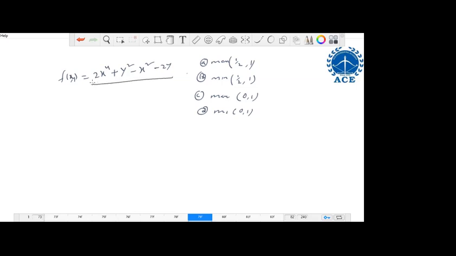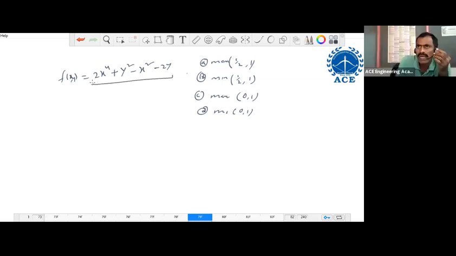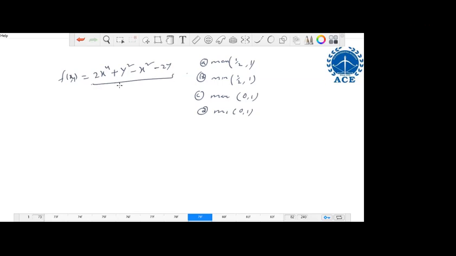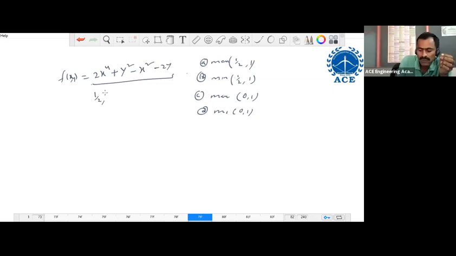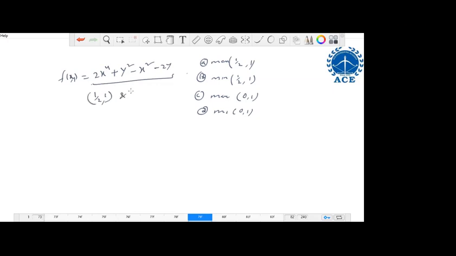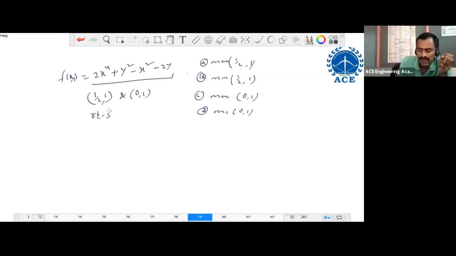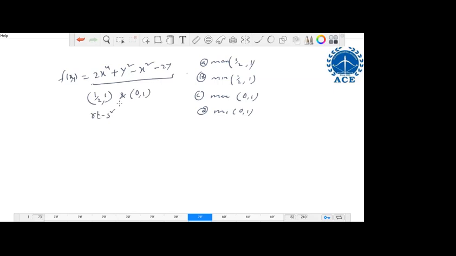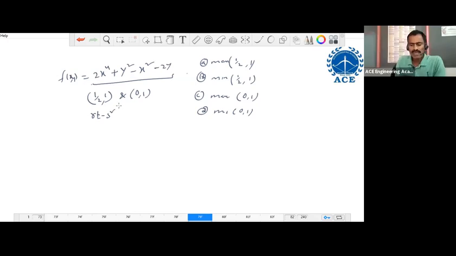Have you solved this one? Do you have the stationary points here? Yes, sir. What are the stationary points? I got 1 by 2 comma 1 and 0 comma 1. Have you checked the condition RT minus S square at each point? Yes, sir, I got two options correct. Two options, but it is a GATE question, it should be only one option. What is the RT minus S square value at the point 1 by 2 comma 1?